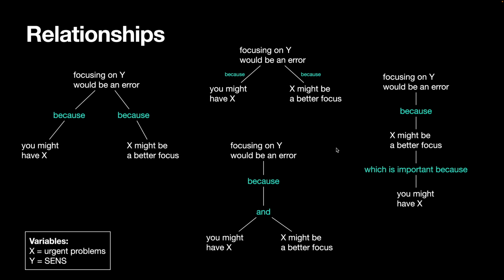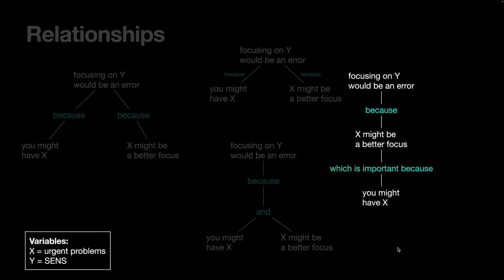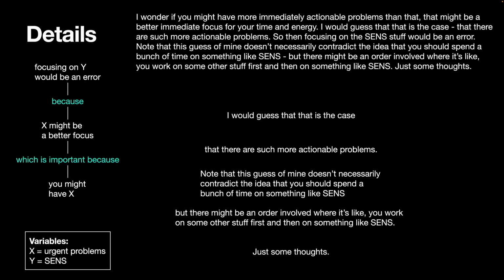I think focusing on y would be an error because x might be better, which is important because you might have x, meaning x might be the situation, might be the case. So I thought the sub-reason made sense there. Now that we have the tree started, we can add in the other details from the paragraph. So these are the nodes that I haven't included yet.